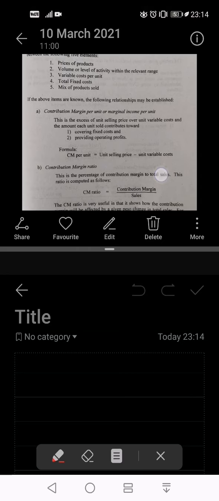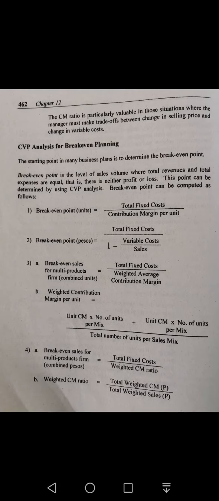Let's proceed to CVP analysis, break-even planning. Break-even point in units: to get the break-even point, you just divide the total fixed cost by the contribution margin per unit, and you will get the break-even point.